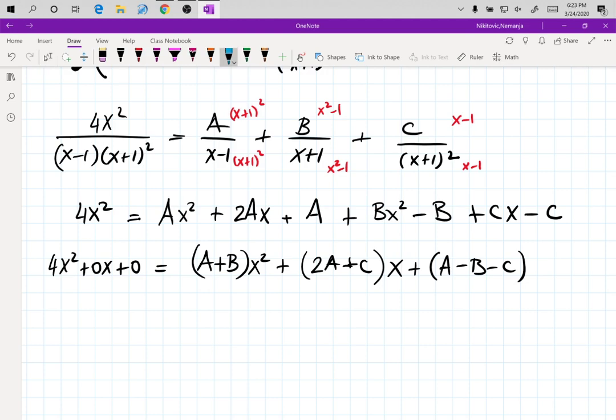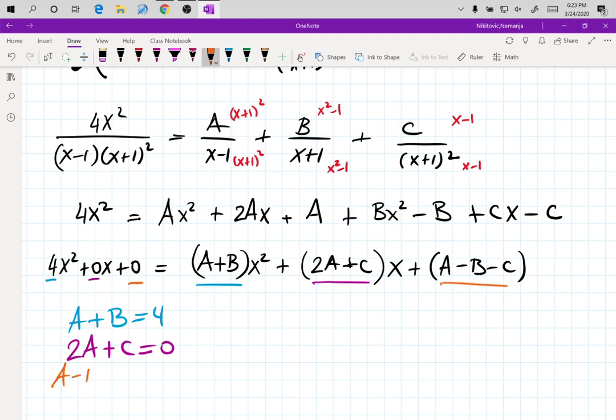We go blue for the first one, a plus b equals 4. We go purple for the second one, 2a plus c equals 0. And we go, what, orange? For the third one, a minus b minus c equals 0.